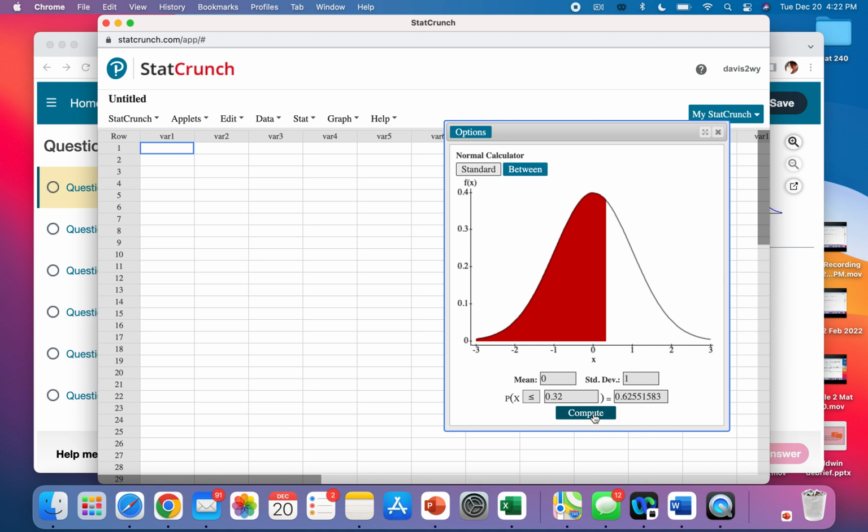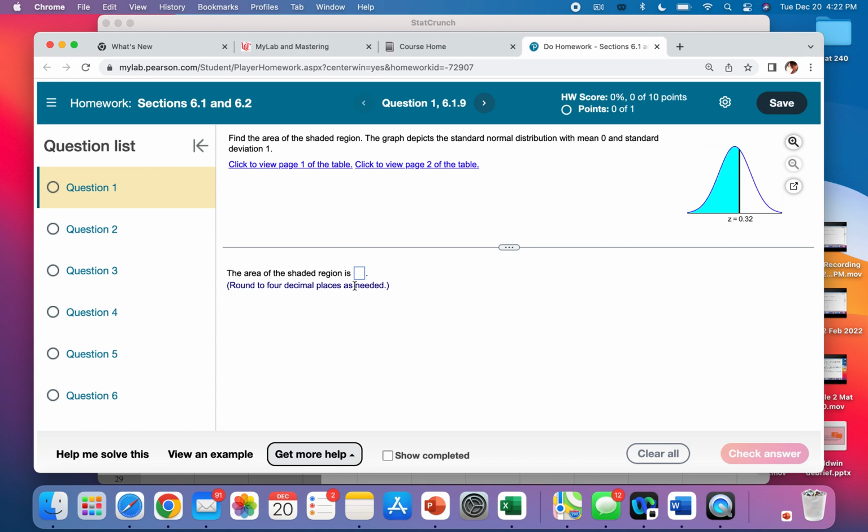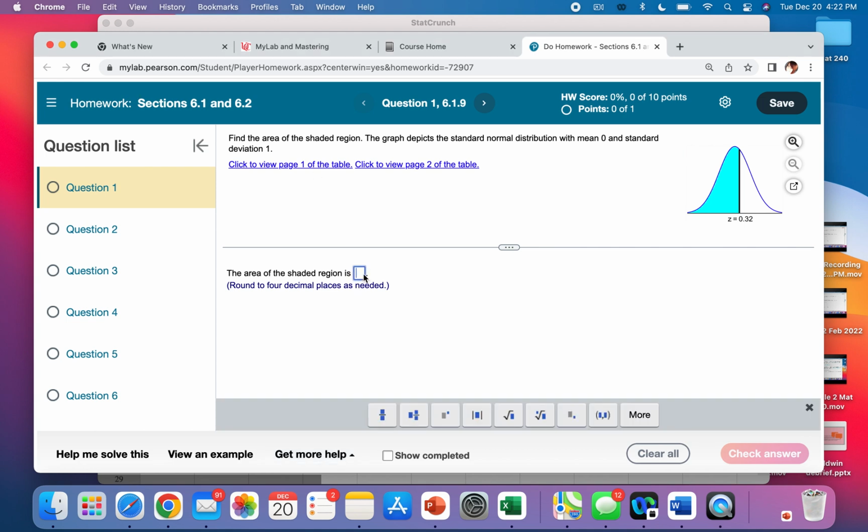0.6255. Okay, if you have more than one screen, it really helps to do that. Use two screens. Otherwise, you want to write down 0.62551583. Okay, round to 4 decimals, so 0.6255.